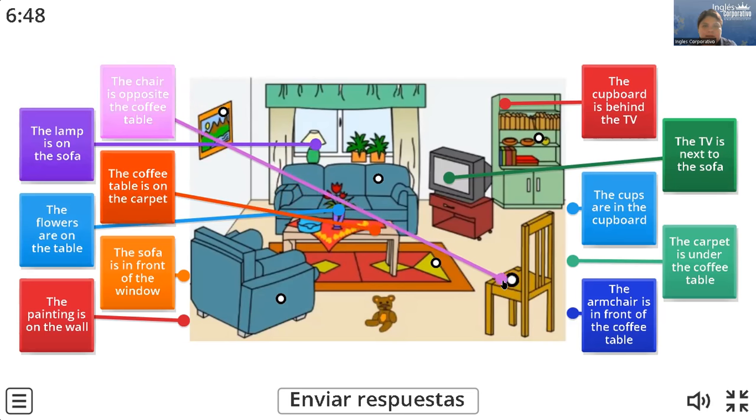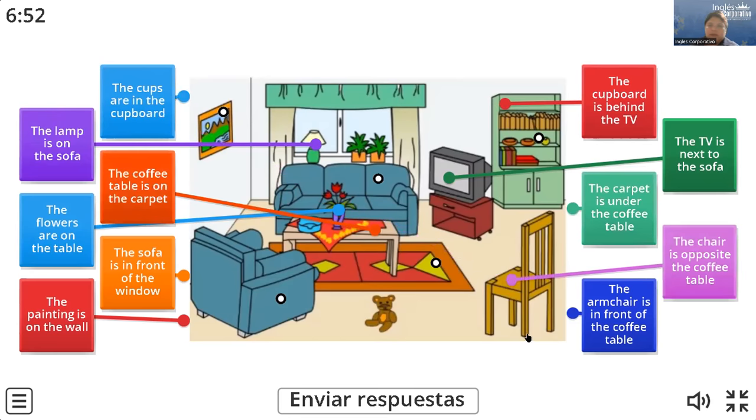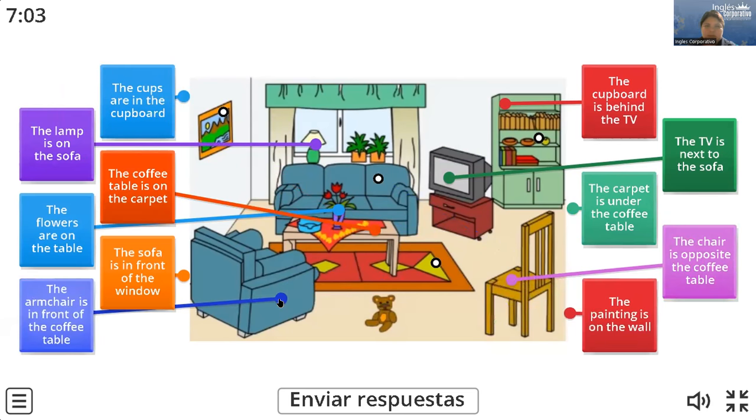La silla está enfrente de la mesa, right? Okay, the mesa del café. The armchair is in front of the coffee table. So this is the armchair or this one? This one, right? Okay, and any other?